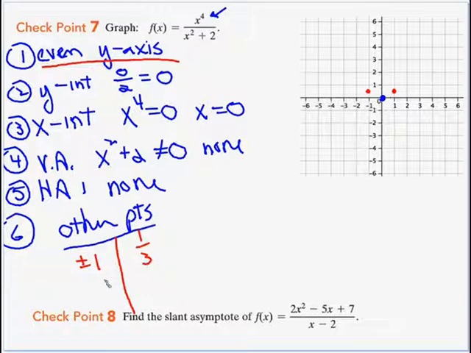Let's jump to 3. If I plug in 3, I'll have 3 to the 4th, which is 81, over 3 squared is 9 plus 2, which is 11. That comes out to be a number pretty close to 8. So over 3 up 8, we would be up off the graph. So we look something like that. Close enough.